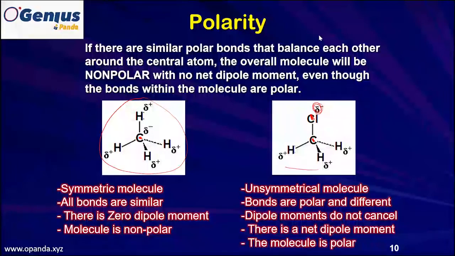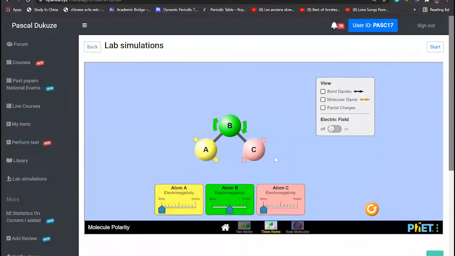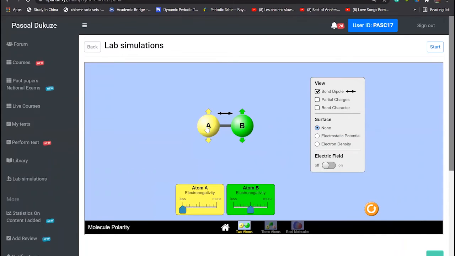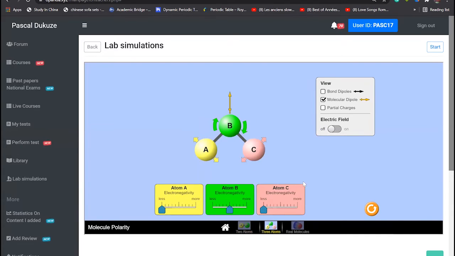Now, let's go to the simulation and see how it can be used to explain the polarity of molecules. You can restart. This is how it looks. Here we have the molecular dipole, we have the bond dipole. Remember, here we have two atoms. We used this to explain bond polarity in the previous video. Now we use 3 atoms to explain polarity of molecules.